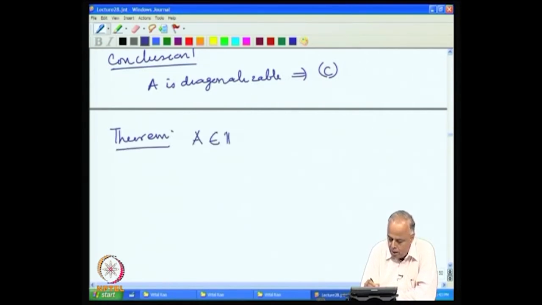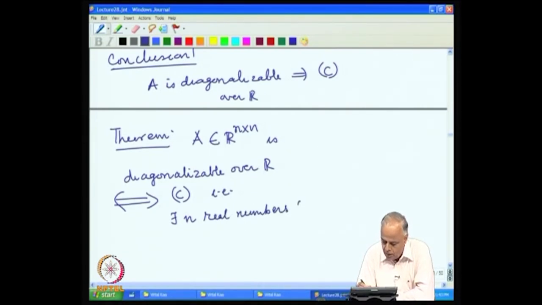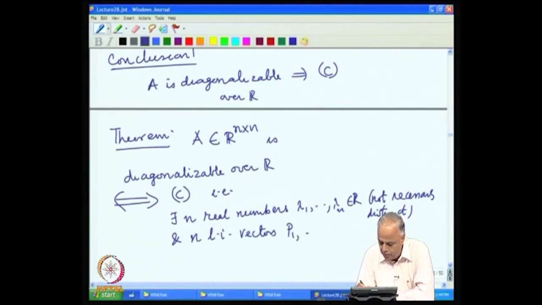A belonging to R n, so A is a real n by n matrix, is diagonalizable over R if and only if C holds. That is, there exist, I will repeatedly write this, n real numbers lambda 1, lambda 2, ..., lambda n in R, not necessarily distinct, and n linearly independent vectors p 1, p 2, ..., p n belonging to R n such that A p j is equal to lambda j p j for 1 less than or equal to j less than or equal to n.